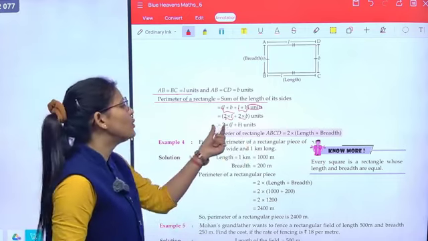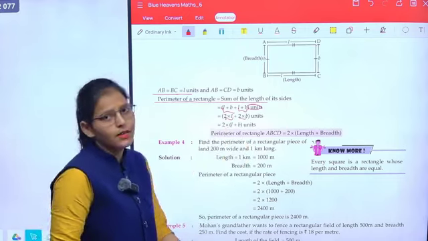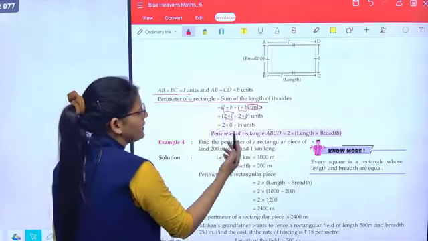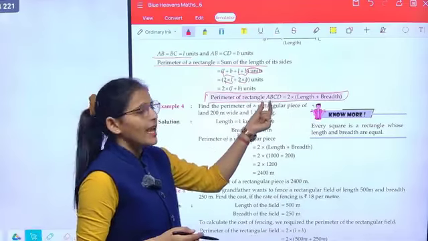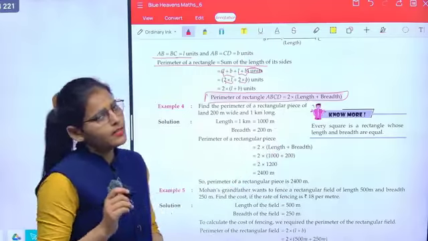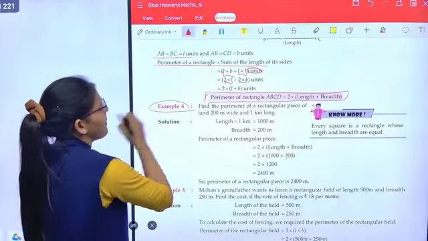So what did we do? We took 2 common. So 2 multiply length plus B, length plus breadth. Perimeter of rectangle ABCD is 2 multiply length plus breadth. So class, come on, example number 4.